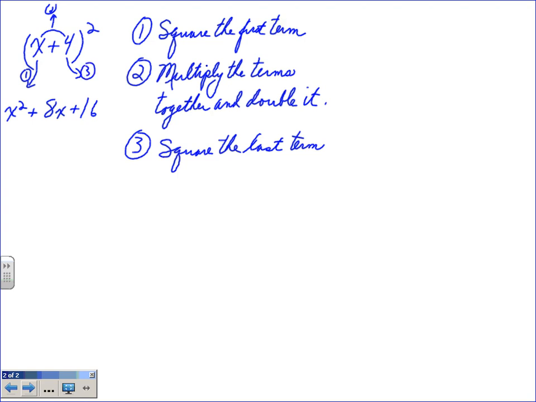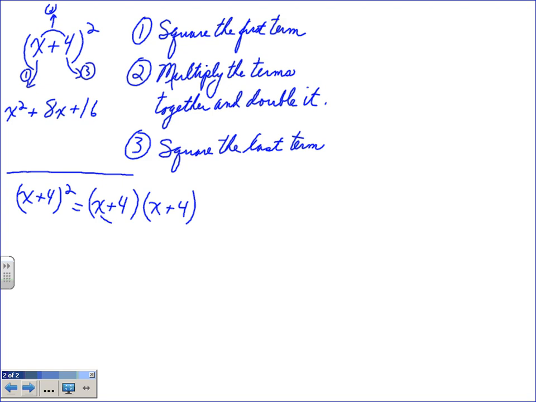All right, so we have step 1, square the first term. Step 2, multiply those two together and double it. Step 3, square the last term. I also want to tell you guys that it's the same answer as if you do this. If you have x plus 4 squared, you can put them side by side, because that's what it means when you square a term.